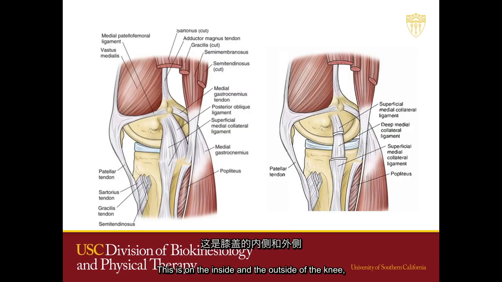So let's look a little bit more. This is on the inside and the outside of the knee, and this is where we're seeing the soft tissue, so the contractile tissue, as well as in this case the medial aspect of the knee, where you can see pictures of the MCL, and then you can imagine the LCL on the lateral aspect of the knee.